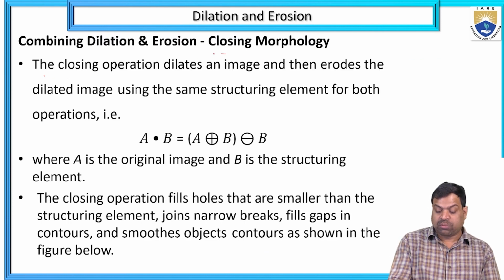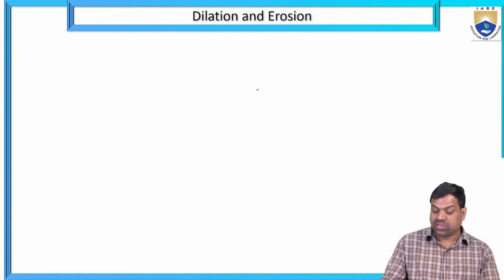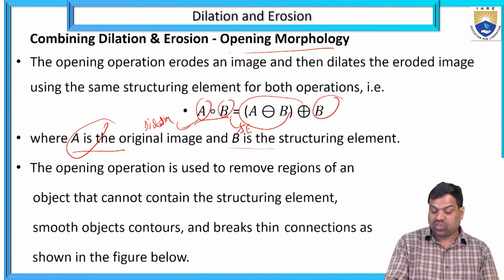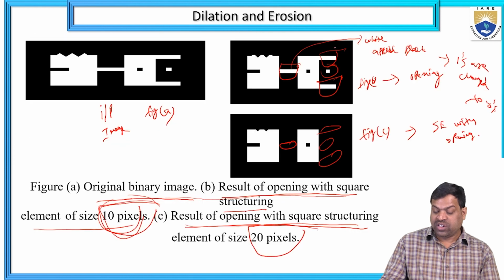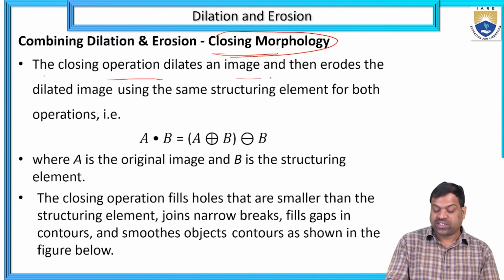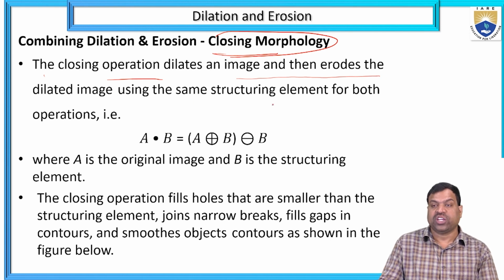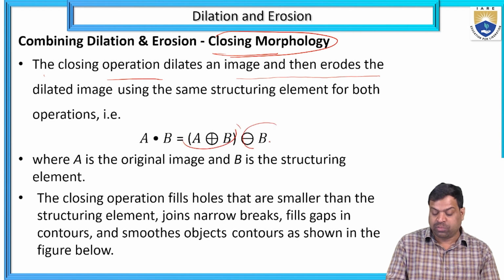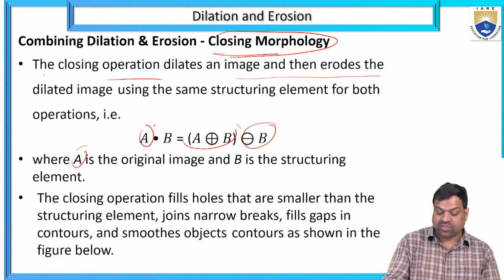Okay. So it is a dilation process, and combining of dilation and erosion is the closing morphology. Previously, the opening morphology. Here, I am taking the closing morphology. The closing operation dilates an image, then erodes the dilated image using the same structuring element for both operations, that is A closed by B, A with B respectively. Here A is the original, or erosion or dilation.